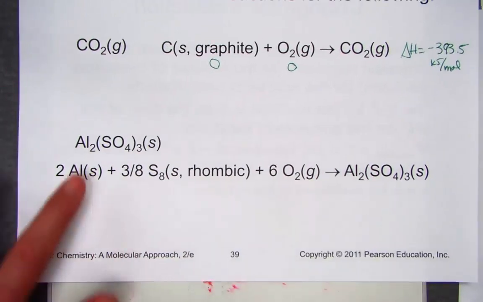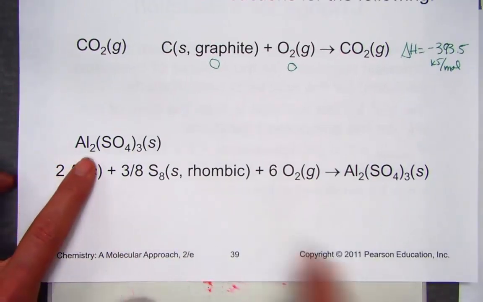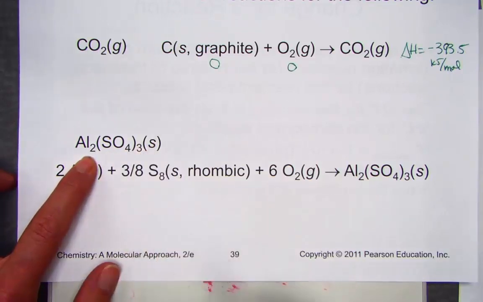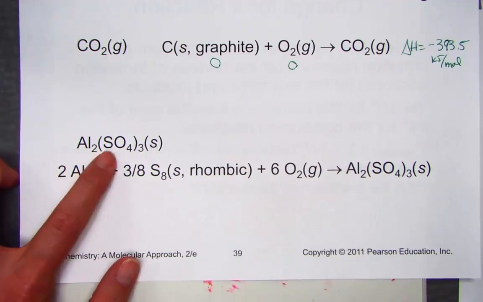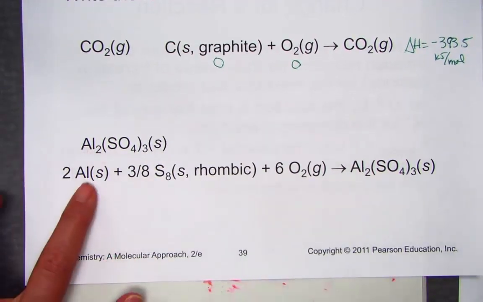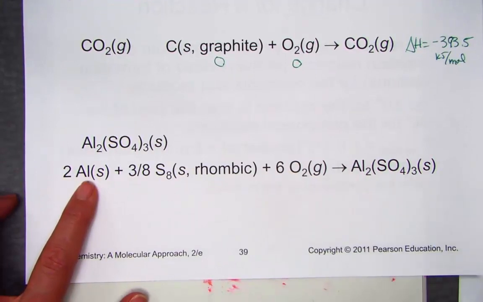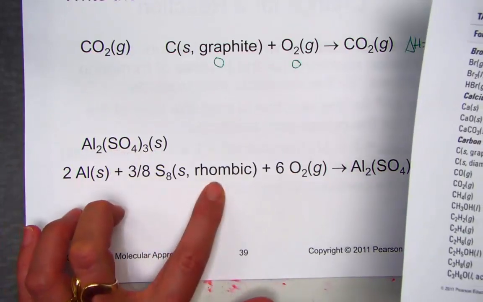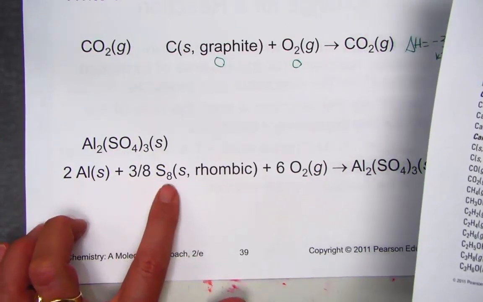Suppose we want to produce aluminum sulfate solid. Aluminum sulfate is actually built of 3 different elements: aluminum, sulfur, and oxygen. Aluminum in its natural state is a solid. Sulfur in its natural state is rhombic. S8 is its natural state. How are we supposed to know that?